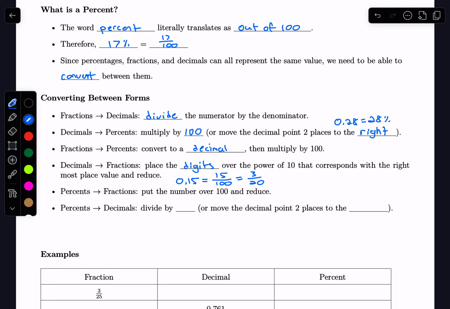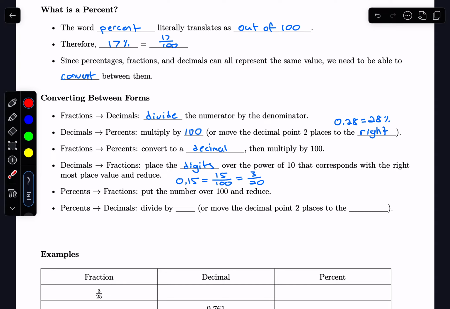If we want to go from percents to fractions, we just put the number over 100 and reduce. That is exactly what I did up at the top of the screen, where I introduced 17% really just means 17 divided by 100. So this is the easiest conversion to do. When you have a percent and you want to turn it into a fraction, all you do is take the digits and put them over 100. So exactly the same way the number shows up in front of the percent sign, you put that exact thing on top of 100, and then if it can be reduced, you reduce it.